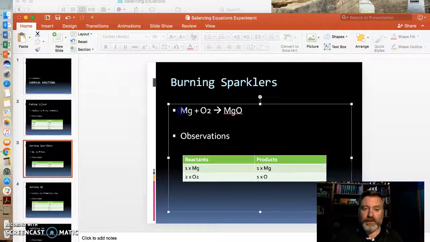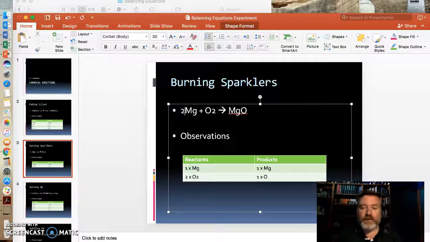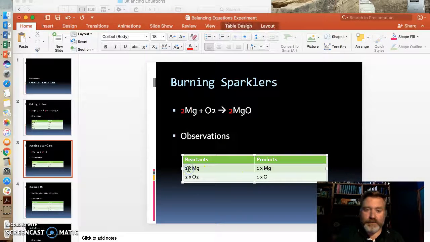I've got 2 oxygen on this side. So if I simply put a 2 in there, 2 magnesium plus 2 oxygen, I now have the ability to make 2 magnesium oxides over there. So again, I'll just colour those so you can see them. I now have 2. Oops. I still have 2. 2 times O2 over there. I now have 2 here, and I have 2 there. So that's pretty straightforward, isn't it? Let's find some harder ones.